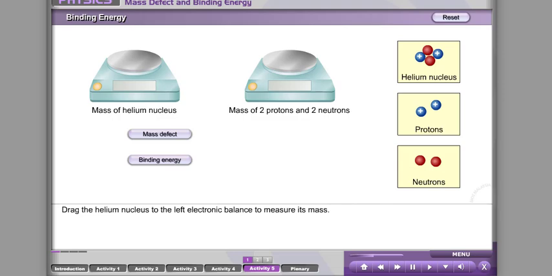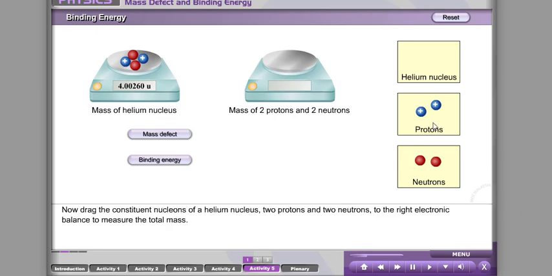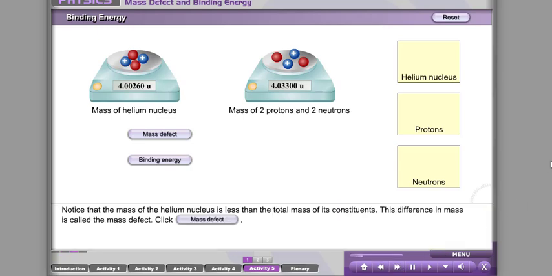Drag the helium nucleus to the left electronic balance to measure its mass. Now drag the constituent nucleons of a helium nucleus, 2 protons and 2 neutrons, to the right electronic balance to measure the total mass. Notice that the mass of the helium nucleus is less than the total mass of its constituents. This difference in mass is called the mass defect. Click the Mass Defect button.